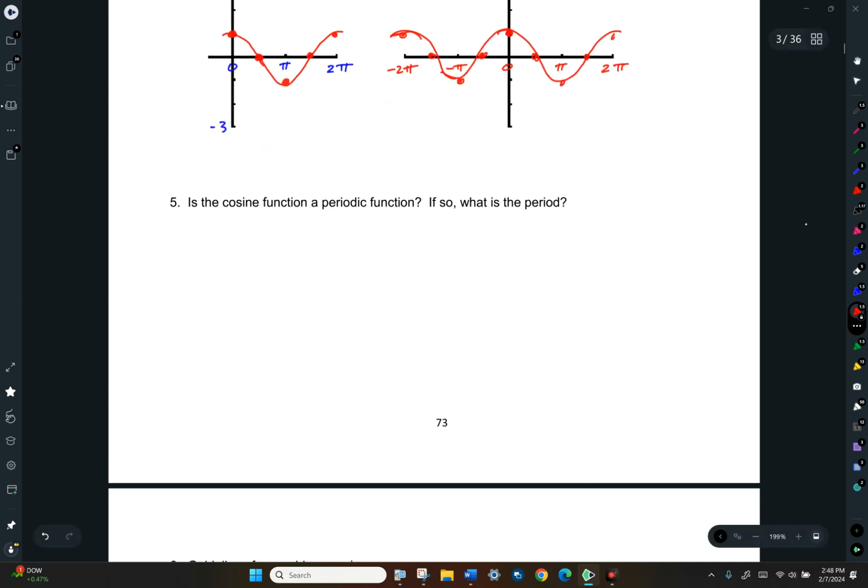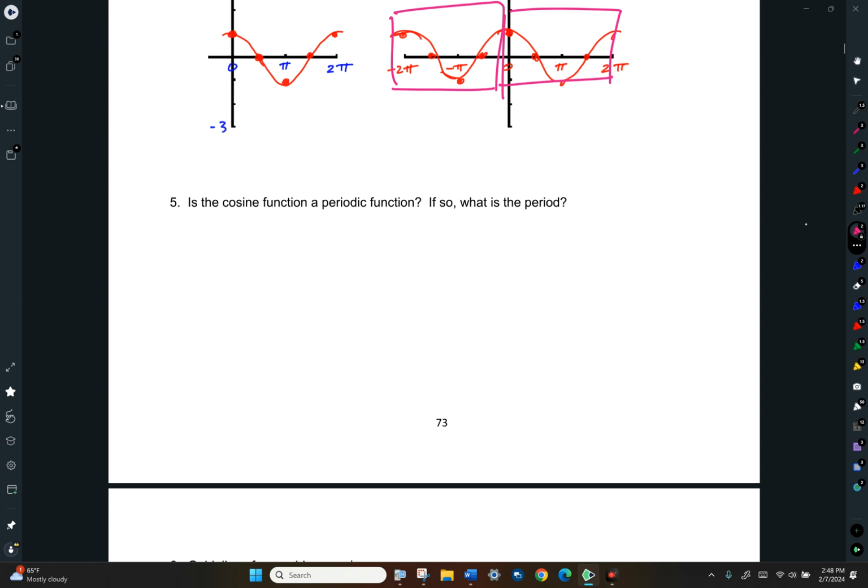Okay, so is the sine function a periodic function? Well, doesn't it look like this shape just repeated itself? So I think the answer is yes, it's periodic. And what is the period? Well, how far did it take for one full section? From 0 to 2 pi was one full section.